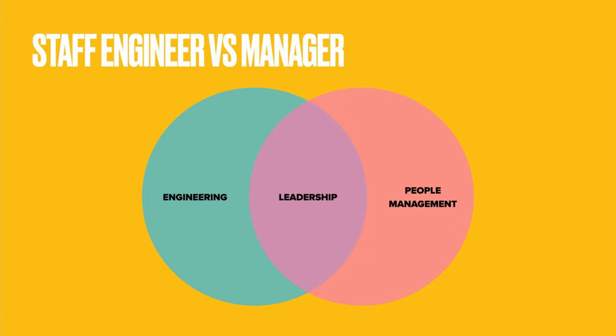There is overlap. Both roles require leadership, influence, communication, and vision. But the how and the what are different. Managers focus on people, hiring, performance reviews, career growth, team health. Their tool set's organizational. Staff engineers focus on systems, architecture, long-term technical direction. Their tool set's going to be technical. Both are leadership roles, but staff engineers lead without authority. You're not someone's boss, but you still need to earn trust, drive consensus, and move the organization forward.